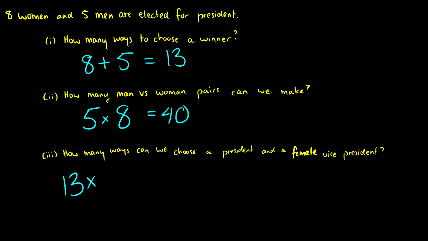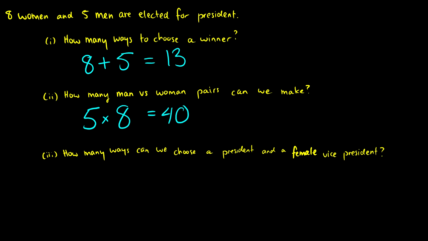Well, here's the problem. If our first president is female, then our second choice for vice president is going to have 1 less woman in the pool. But if our president is male, then we have all 8 women to choose from. So maybe we shouldn't say it's 13 times something. Maybe we should break this up and say, look, we have a male president or a female president. So our first scenario here, we have a male president.